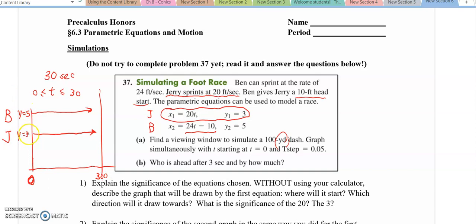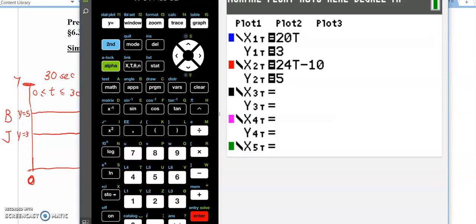And vertically, I want to make sure that 3 and 5 are spaced out on my screen. So we could go from, say, 0 up to 7. And that way, 3 and 5 are kind of central on the screen. So let's set the calculator up that way.